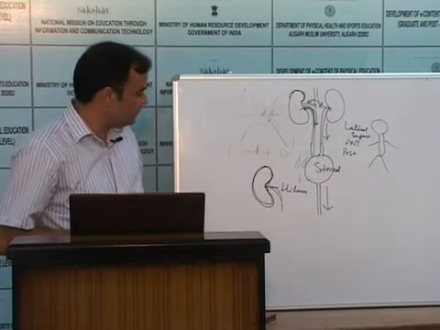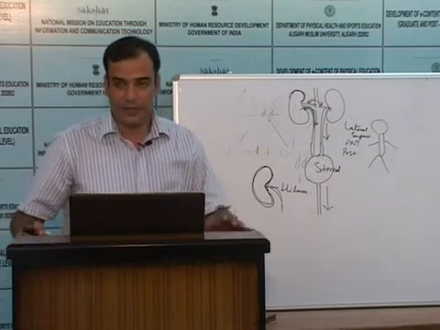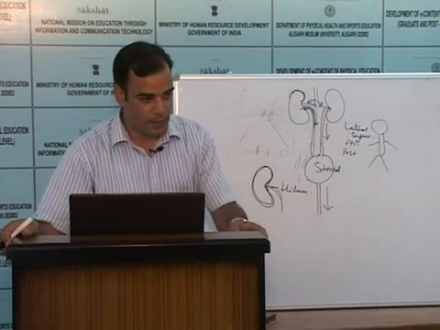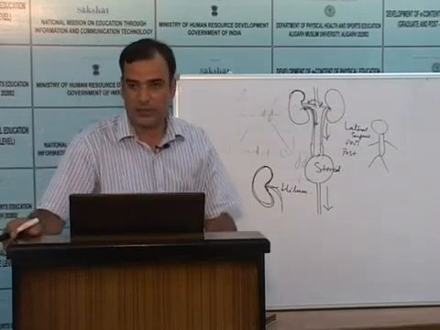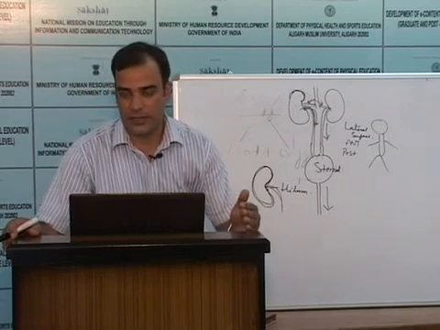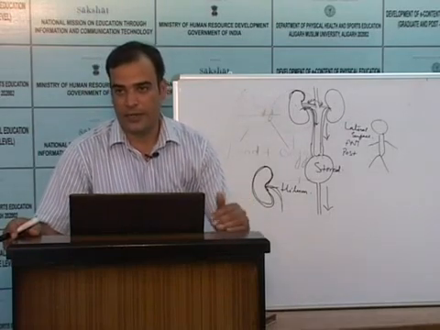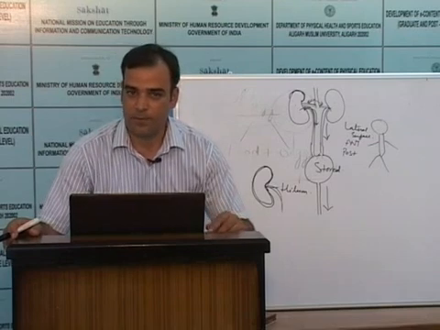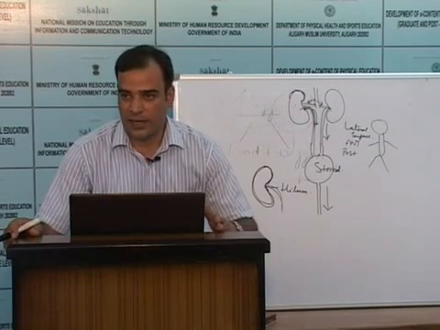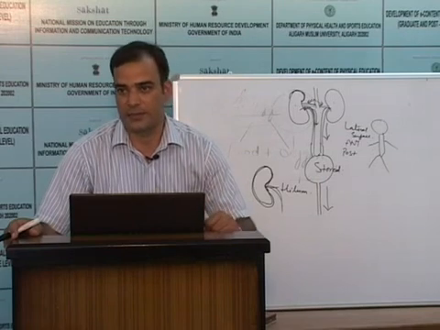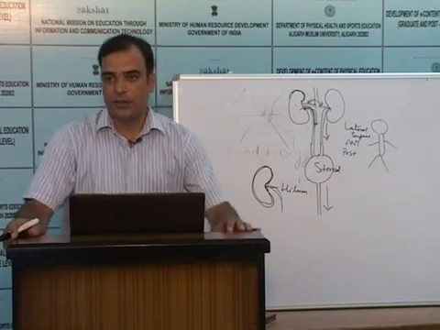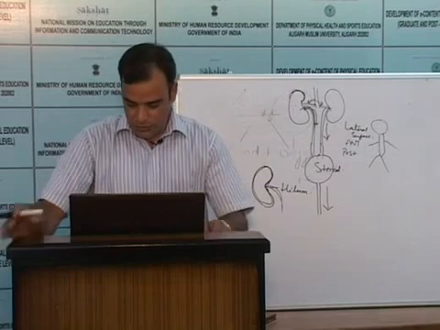Now kidneys can be divided into different regions. It has an outer region called cortex. Inner to the cortex is medulla, and then is the renal sinus. Renal sinus can further be divided into renal pelvis and calyces. So these are three different zones.